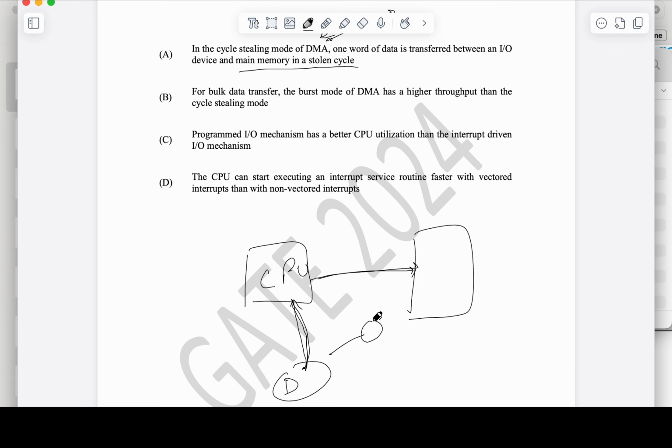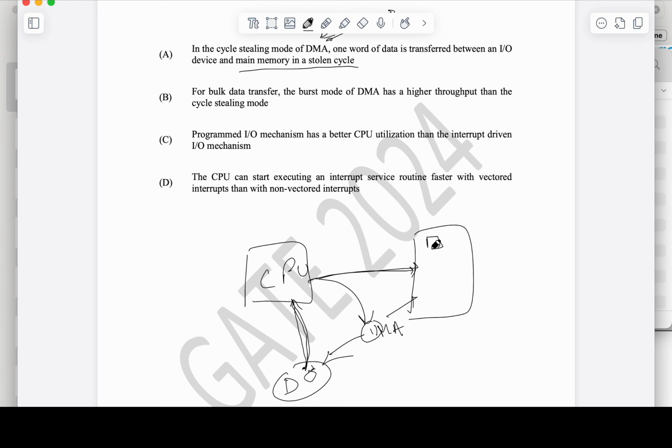But DMA automates this task. DMA is present here, and the CPU gives its instruction to take this amount of data from here and shift it to this particular memory location. It will automatically do it. The CPU would be free to do other tasks. That is the purpose of a DMA.